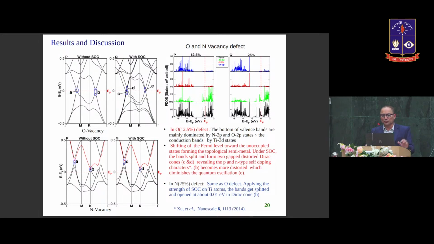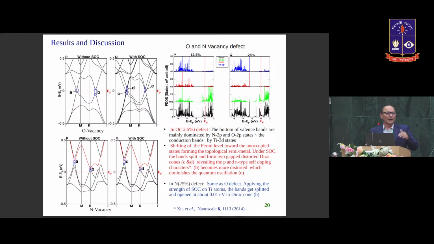Similar shifting of the Fermi level towards the unoccupied state, forming topological Fermi metals, topological types of Fermi levels, because certain band opening occurs when using SOC, with and without SOC, and two distinct ones are observed in C and D, revealing that P and N type doping characters, that the band becomes more distorted, which diminishes the quantum oscillations. In the N 25% defects, same as that of the O defects, applying the strength of the associated Ti atoms, the band gets slightly split and opens up 0.01 electron volt more.